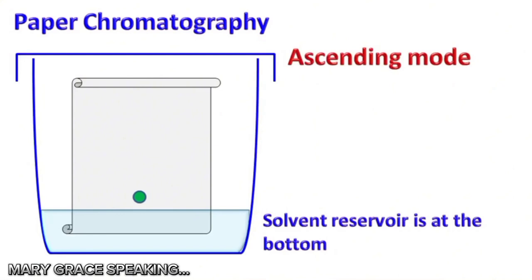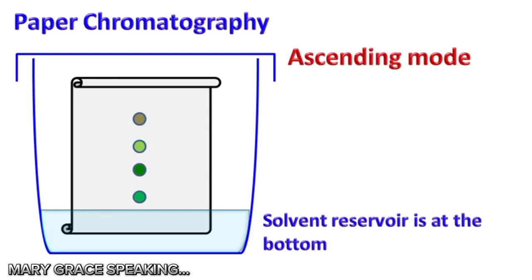In ascending mode, the mobile phase solvent is kept at the bottom of the chamber. A small portion of paper is immersed in the mobile phase. The solvent in the mobile phase moves upwards due to capillary action. During this process, the sample molecules get separated. Separation occurs because of the difference in the solubility of molecules in the mobile phase and the stationary phase.